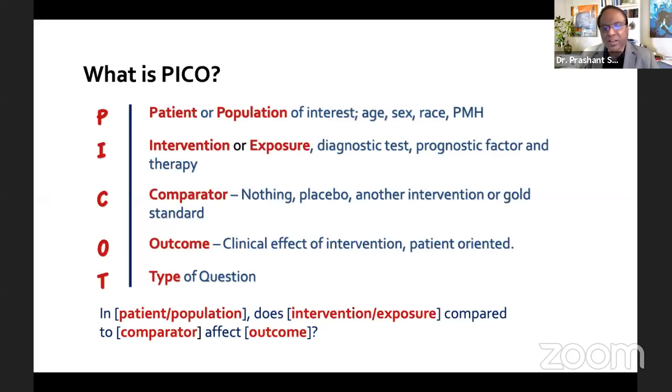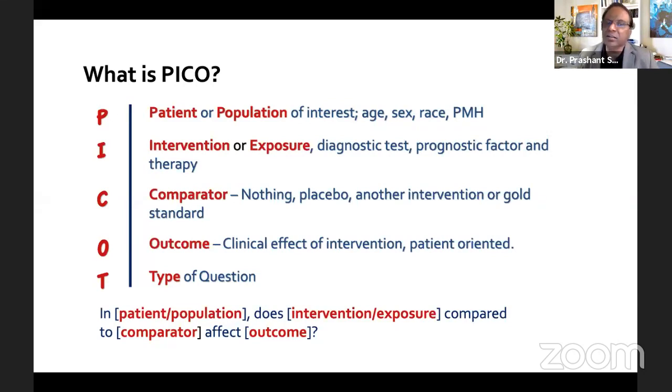Same thing goes for race or ethnicity. Because of their genetic variation, some drugs work better in white Caucasians, whereas some drugs work better in Black African Americans. So we need to consider the patient factor while we are choosing our patient population, or exploring a clinical question in terms of that specific patient.